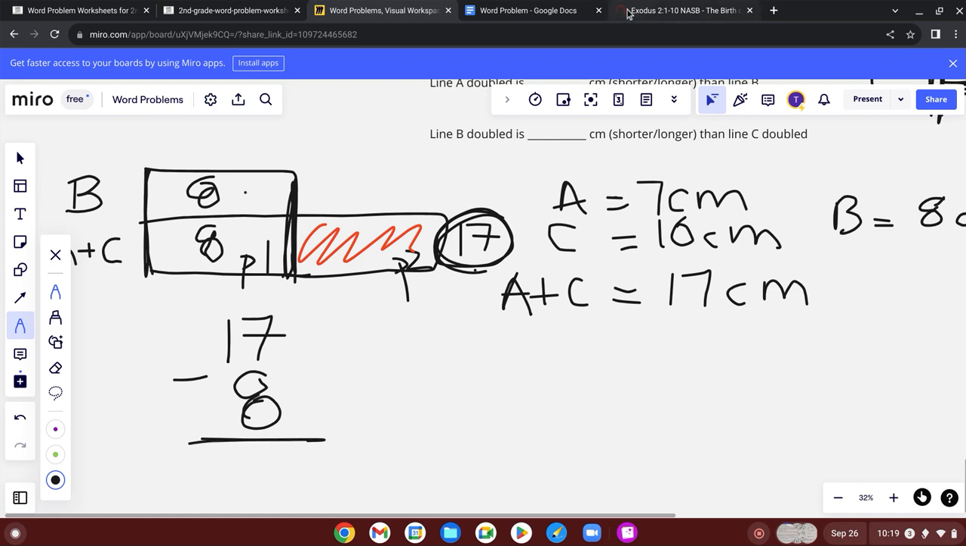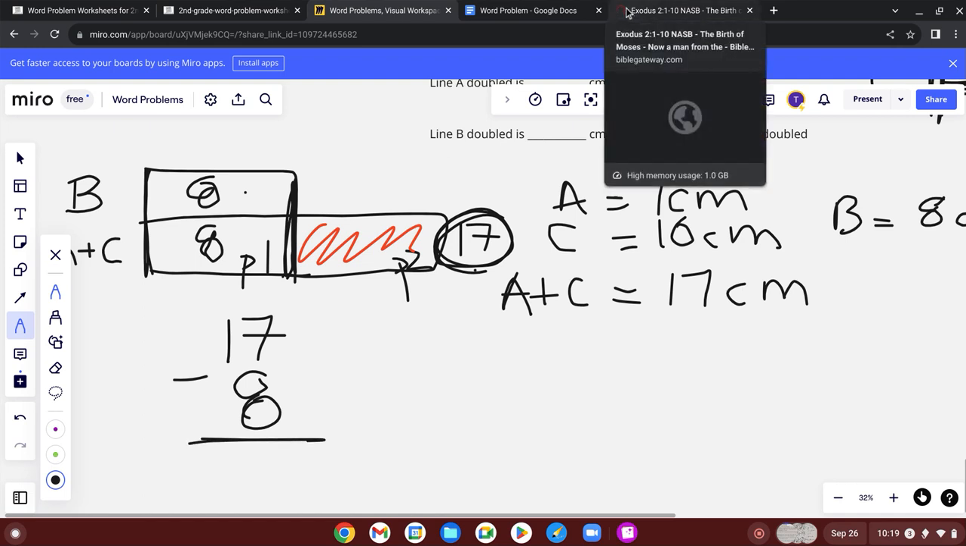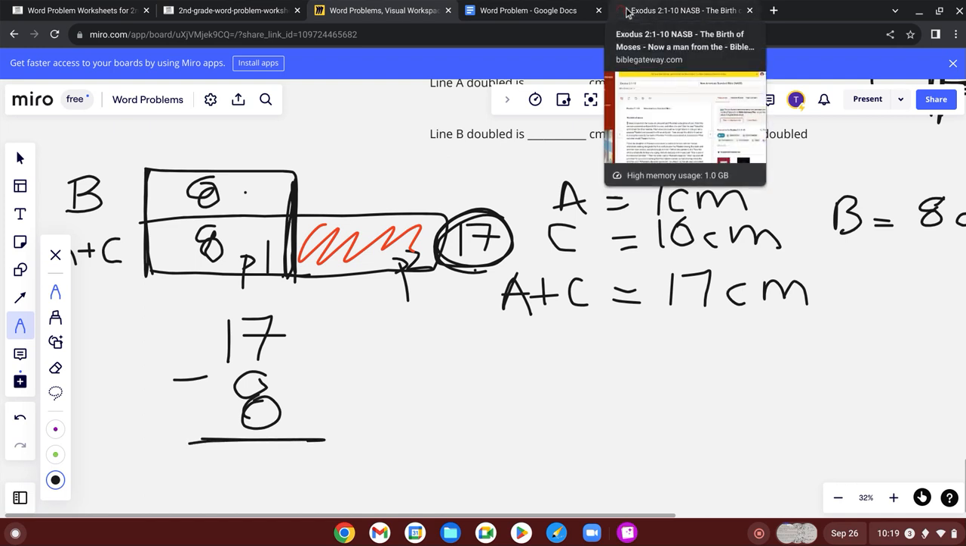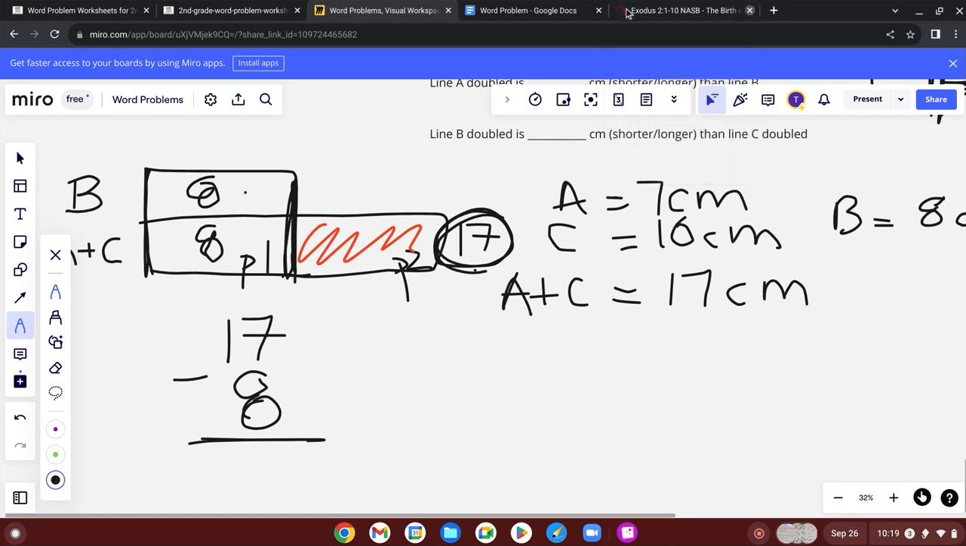Right. And what is the answer? 17 minus 8 is what? I think we should bubble. No, this is just a fact. 17 minus 8. 9, 10, 11, 12, 13, 14, 15, 16, 9. Right. So 17 minus 8 is 9 centimeter.